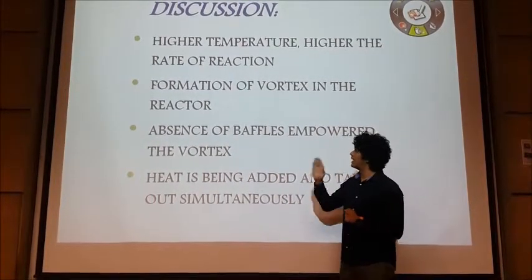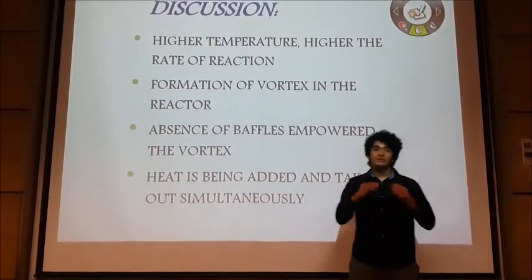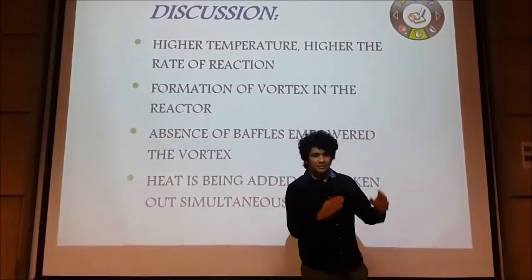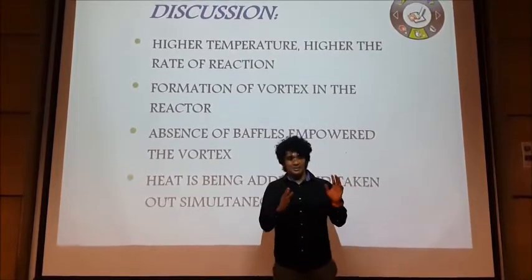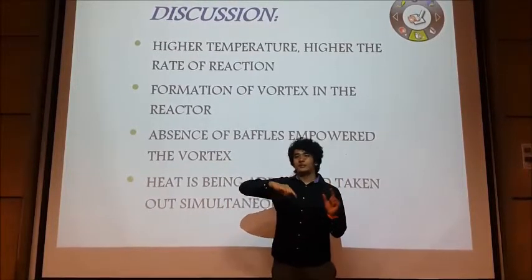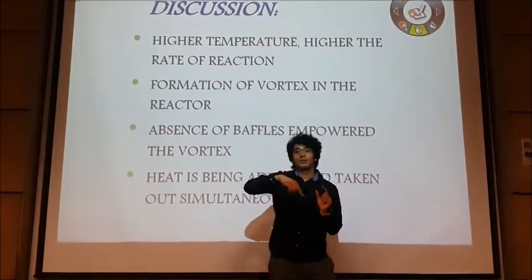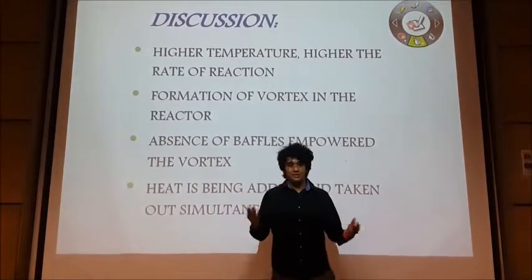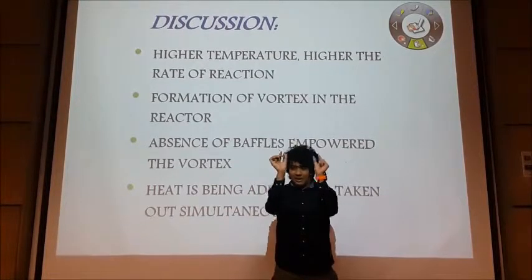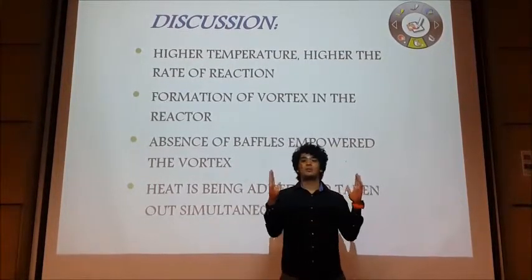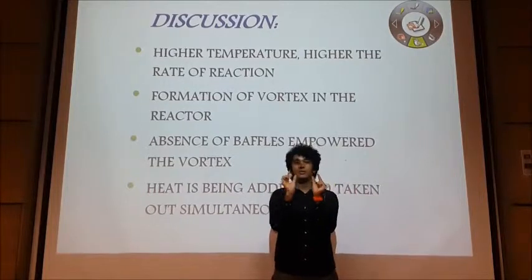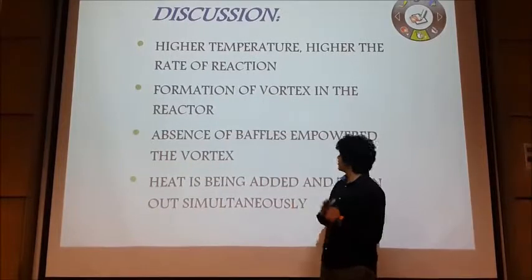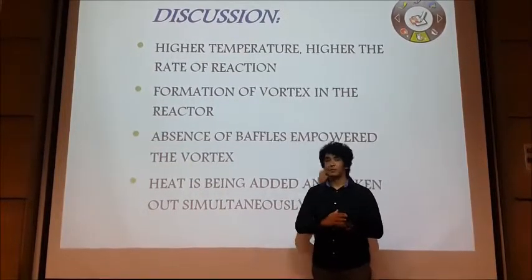It will be the absence of baffles. The absence of baffles actually empowered the formation of a vortex. The purpose of the baffles was to destroy the whirling motion of the water, in other words, to destroy the vortex. What are baffles? Baffles are just slight things that make the reactor look smaller on the inside. It can be 2 or 4, depending on how many you need. So yeah, the absence of baffles empowered the vortex. Next.